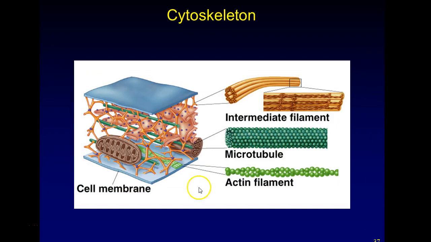Let's take a look at the intermediate filaments, the microtubules, and the actin. When we learn about muscles, you'll learn a lot more about actin and myosin. But for now, we need to know that they stabilize the cell and they act as a skeleton.